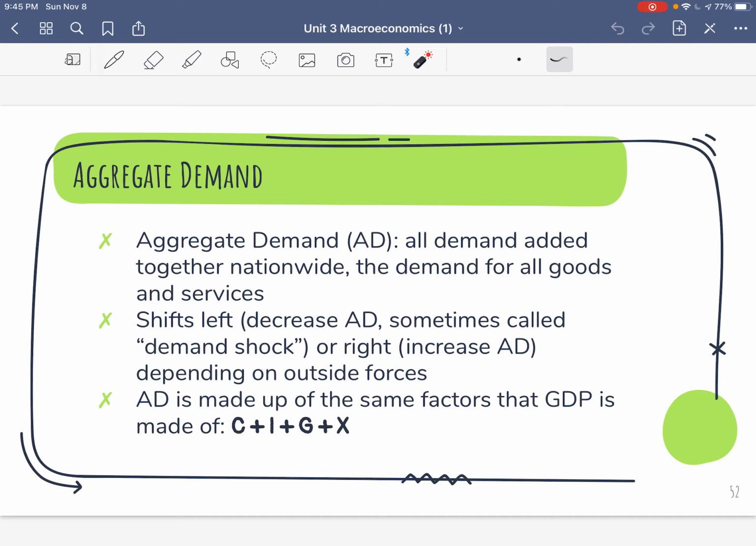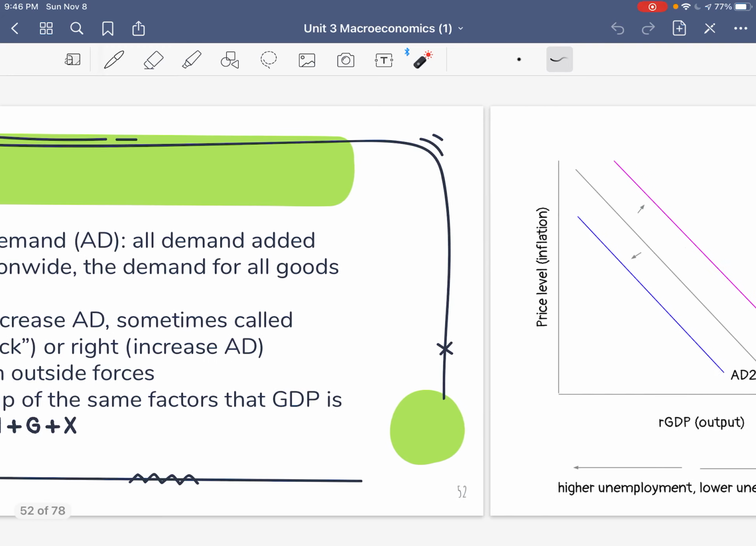So it's actually made up of the same things that GDP is made up of. So C, consumer spending, I, investment spending, G, government spending, and X, net exports, which is exports minus imports, okay? And the reason, again, that it's made up of the same thing that GDP is made up of is because it's the demand for absolutely everything in the United States, all the goods and services. So it matches GDP because GDP is all the goods and services we make, and then AD measures how much people demand those goods and services, okay?